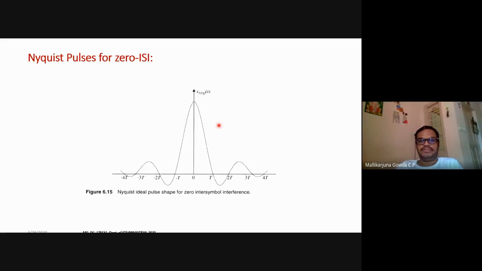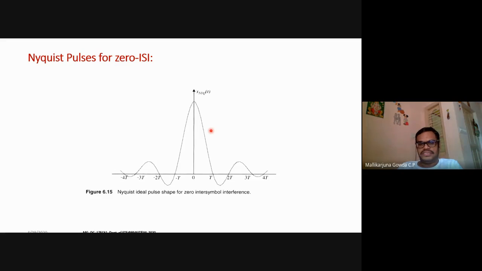If I have this type of pulse, I will be able to have zero intersymbol interference. If I transmit this type of signal over the band limited channel, I will be able to have a signal at the output of the receiver which will not have intersymbol interference. But there are some difficulties in having this type of signal. I will come to that, whether it is physically realizable or not, and other challenges.